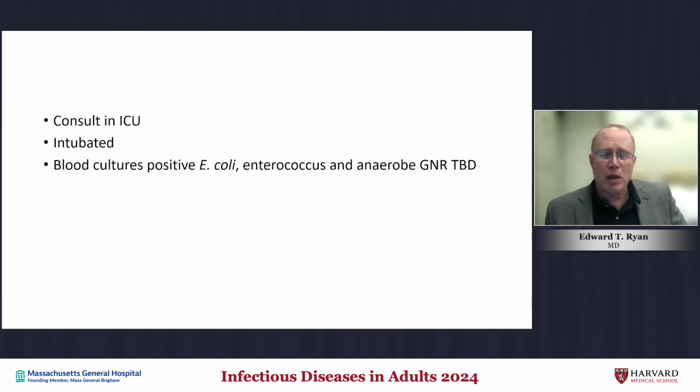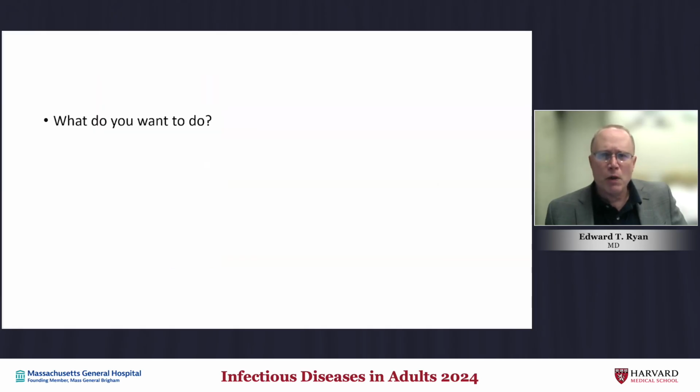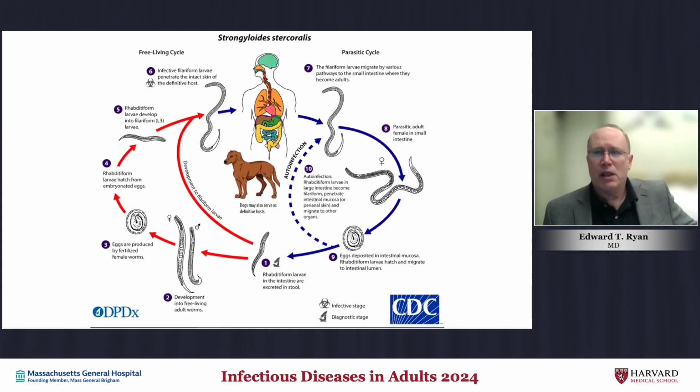So you look at their images, et cetera, but there's no free air. You look at the individual, they're in multi-organ failure. So what do you want to do? The first thing you want to do is put gloves on, if not already, because this person probably has disseminated hyperinfectious strongyloidiasis. So what is this?